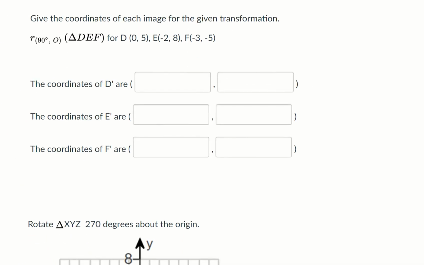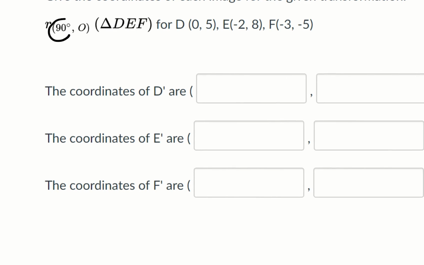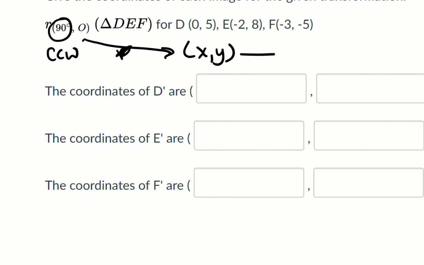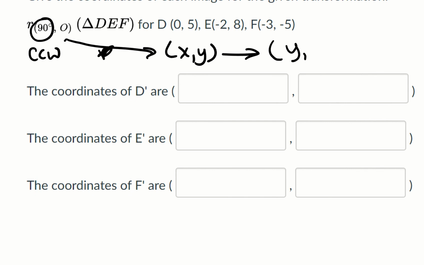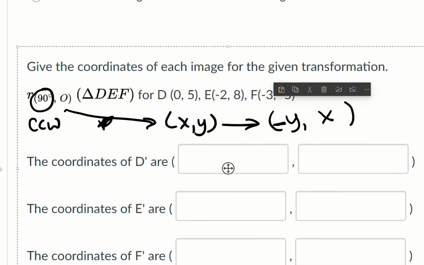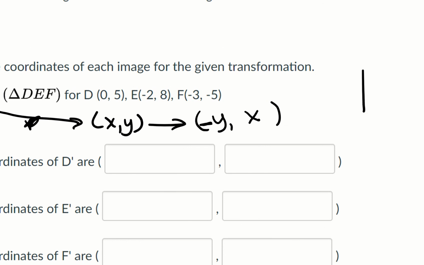Give the coordinates of each image for the given transformation. So here we're rotating 90 degrees counterclockwise. Let's go ahead and write the rule for that. The rule is (x, y) maps to, and you're going to switch x and y. Then since it's 90 degrees counterclockwise, the Y changes sign, not the X, the Y. So you started here and rotated that 90, then yes, the Y would change sign.